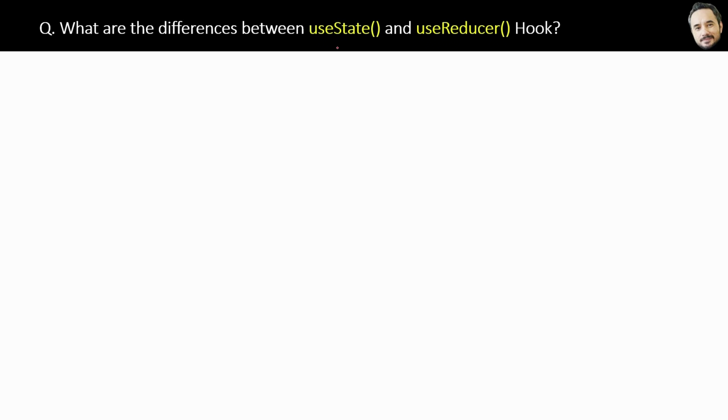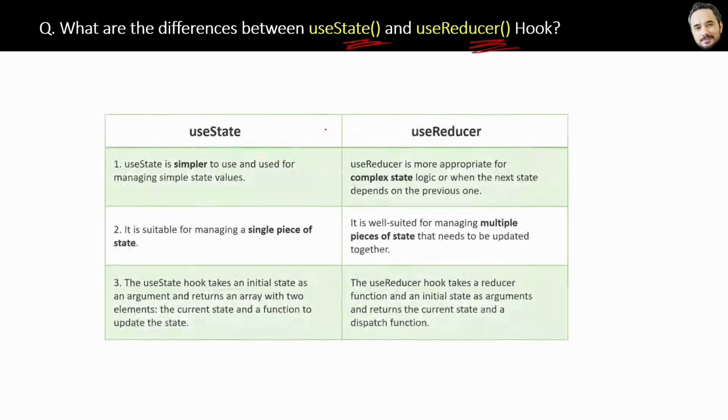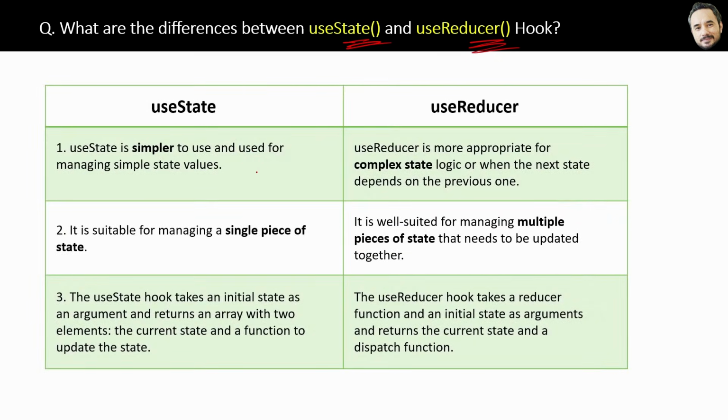What are the differences between useState and useReducer hook? This question I already explained, but here I have just written a few points because having some theory with us makes the whole revision very easy and fast, right? So either you can pause and read it, or you can refer to the book later for revision purposes, okay?